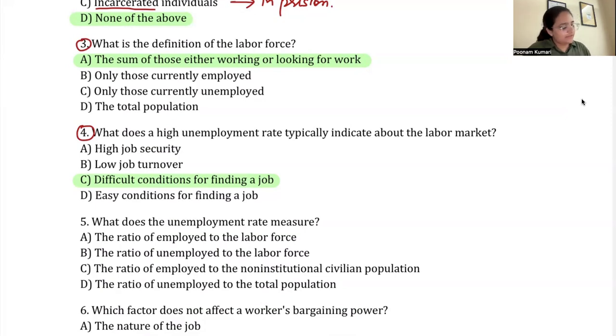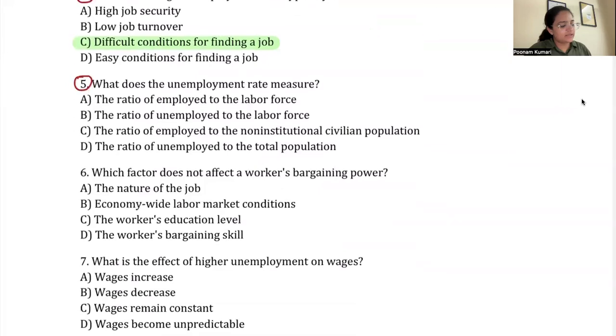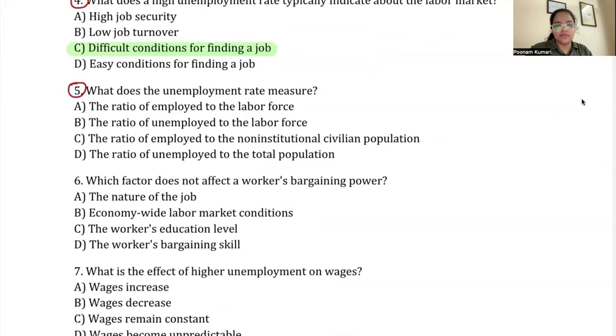What is part number 5? What does unemployment rate mean? B, unemployed people to labor force. So part number B. Fine? What about question number 6?